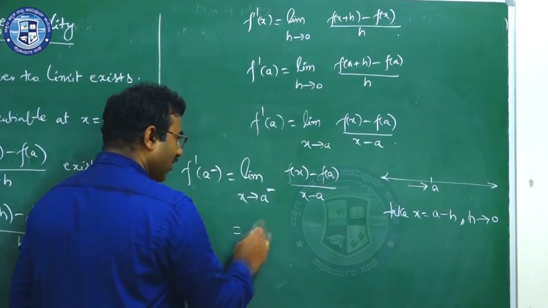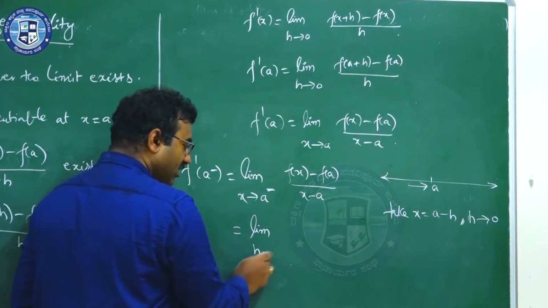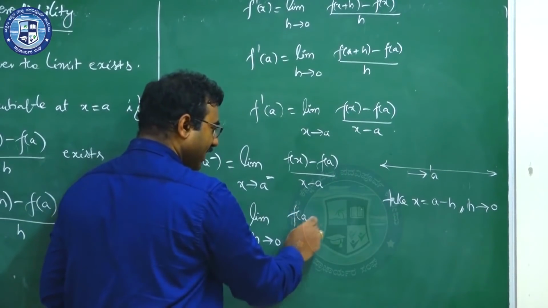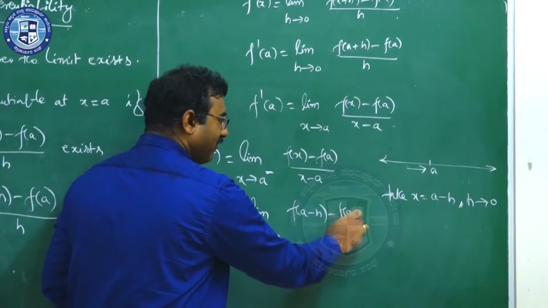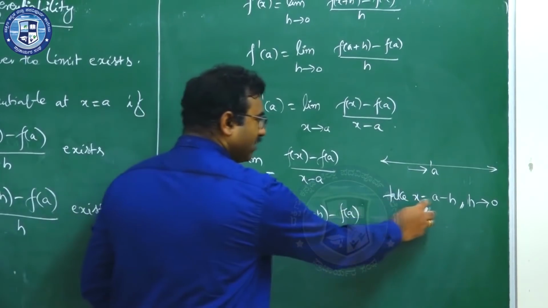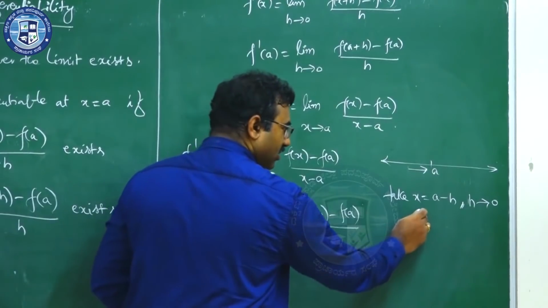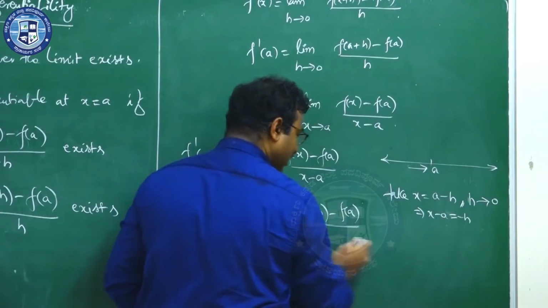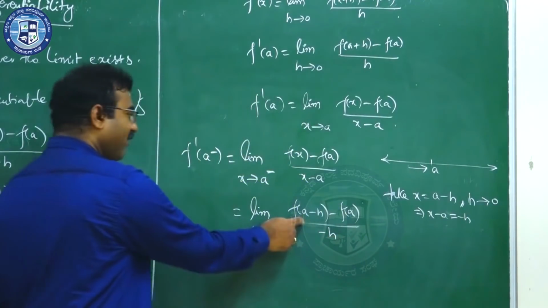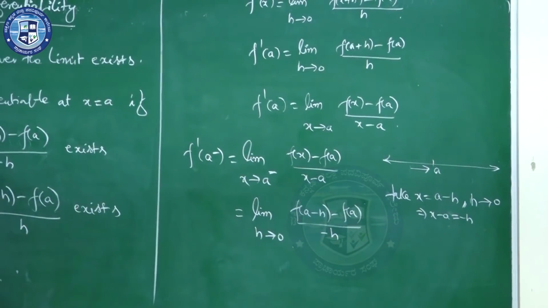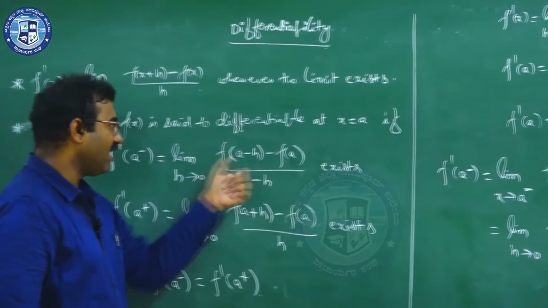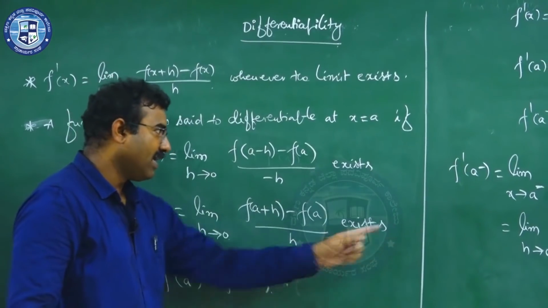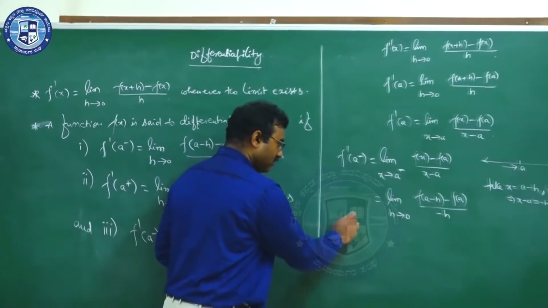So what I write now, limit h tends to 0, I took x as a minus h, minus f of a divided by, what do you get for x minus a from here? We get x minus a is equal to minus h, no? We just substitute minus h here. This is the formula I wrote here, you can check. Limit h tends to 0, f of a minus h minus f of a by minus h, we got like that.